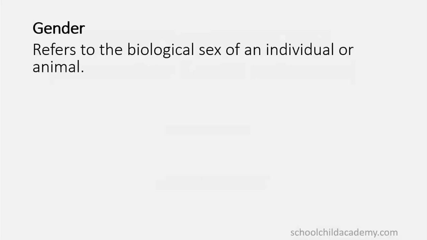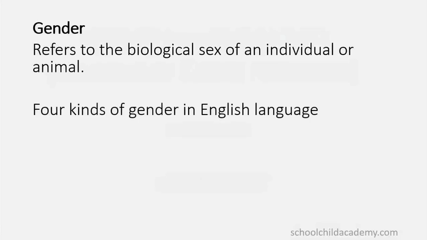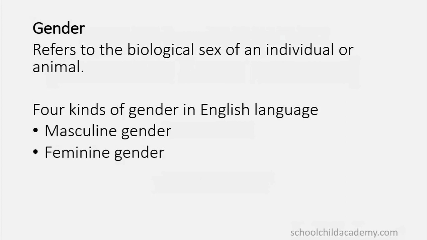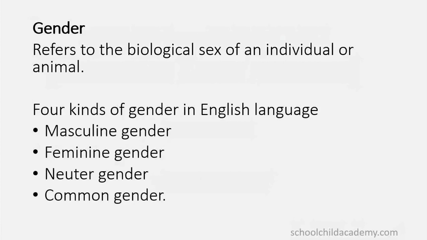Gender. Gender refers to the biological sex of an individual or animal. There are four kinds of gender in English language. These are masculine gender, feminine gender, neuter gender, and the common gender.